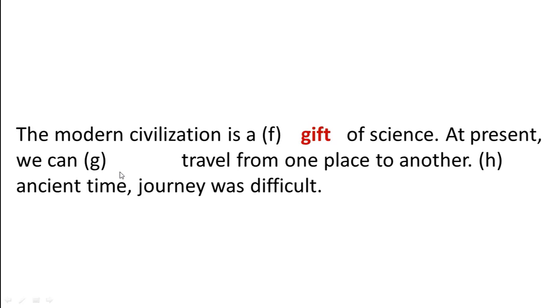At present we can dash travel from one place to another. Look at here, travel is a verb. So we can use an adverb before a verb. So it can be easily. We can easily travel from one place to another. Then dash ancient time. Look at here, an ancient time. It is a phrase and we know the phrase is in ancient time. In ancient time journey was difficult.